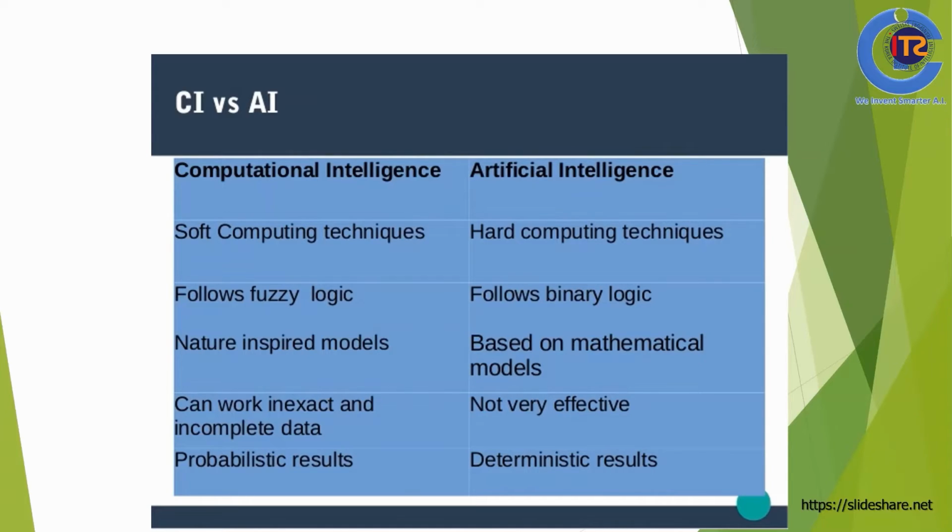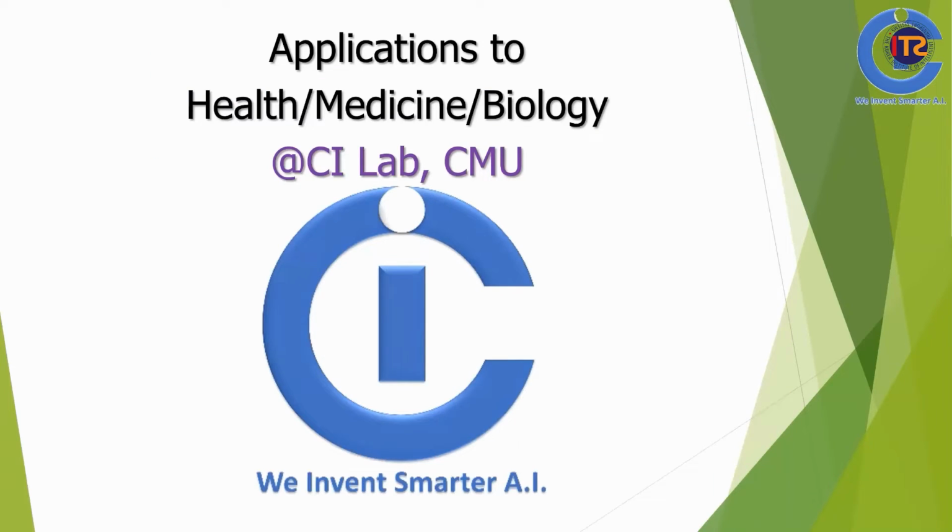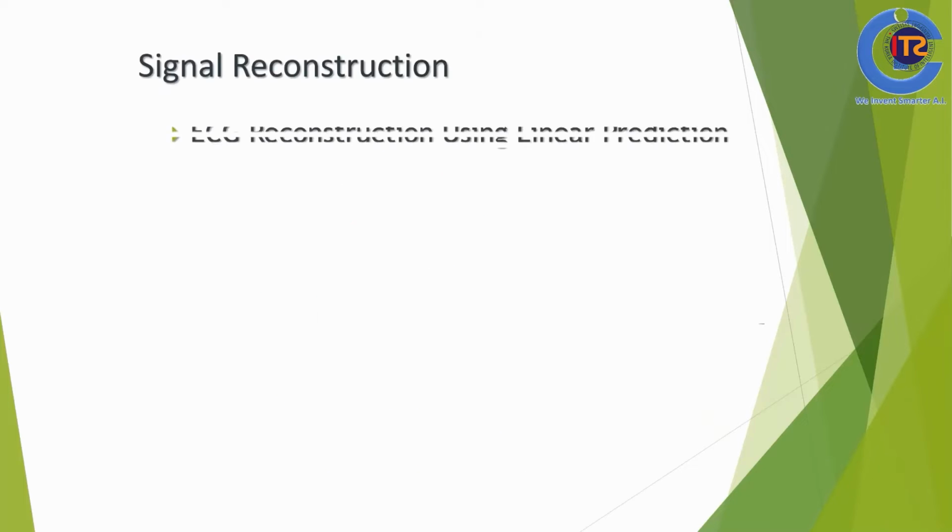And for the results, CI would give the result as probabilistic ones, while AI would give that in the form of deterministic ones. So at the end, we would like to take a look at some applications that we apply to health, medicine, or biology at CI lab.